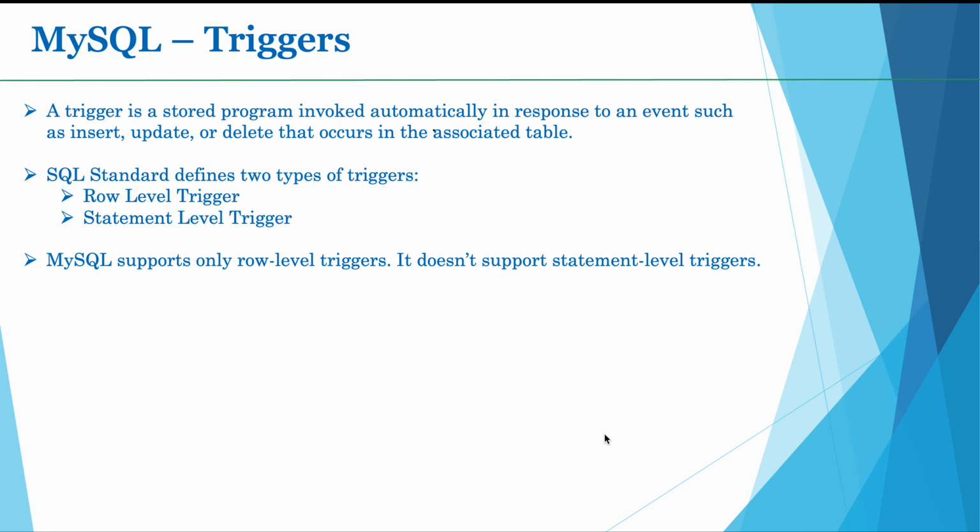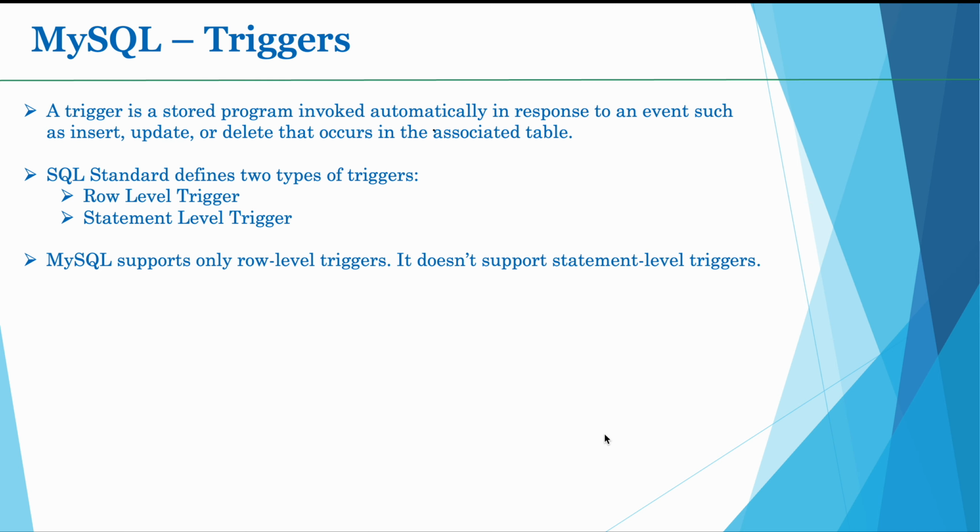In MySQL, a trigger is a stored program invoked automatically in response to an event such as insert, update, or delete that occurs on an associated table. For example, you can define a trigger that is invoked automatically before a new row is inserted into a table, or a row is updated in the table, or when you are deleting a row from the table.